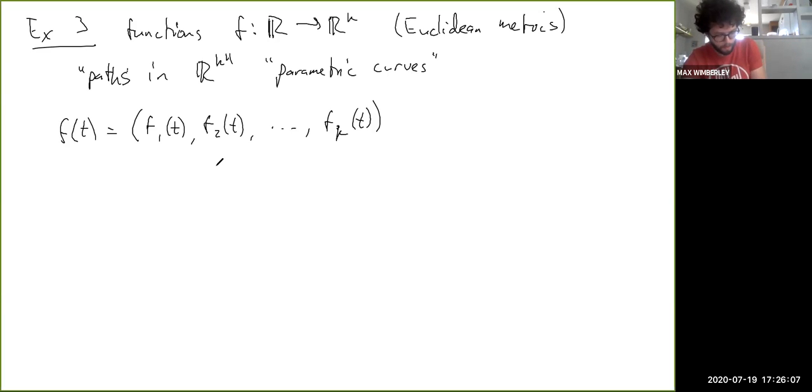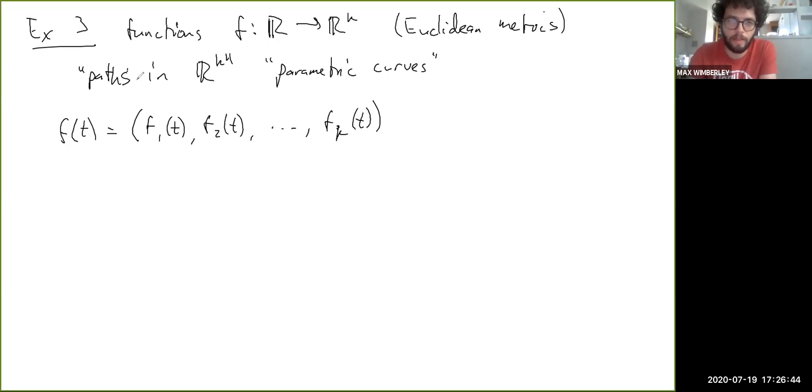And it'll turn out that f of t is continuous as a map of metric spaces if and only if each of these coordinate functions is continuous. Just like with sequences, right? We looked at sequences of points in R^k, and we showed that a sequence of points in R^k converges if and only if each component sequence converges individually. The same thing is basically true for parametric curves or paths, which is the preferred terminology that I'm probably going to stick to: paths.